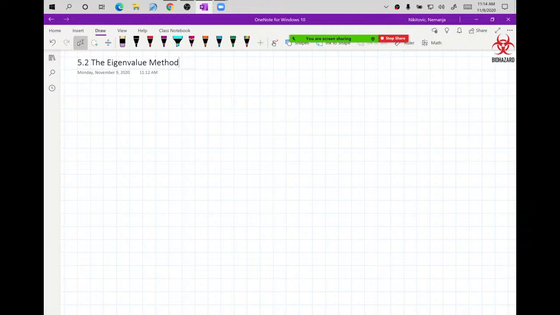Hello and welcome back to Differential Equations, section 5.2 on the eigenvalue method for homogeneous systems. This is where we learn the way to solve those systems of differential equations that we talked about before.